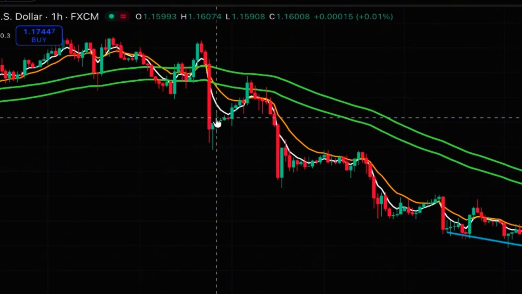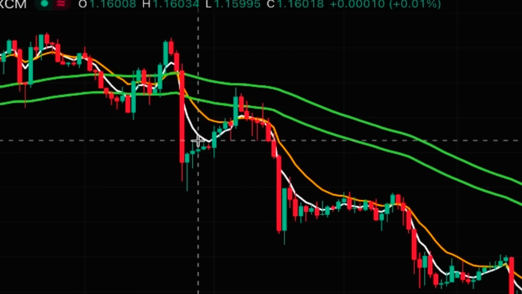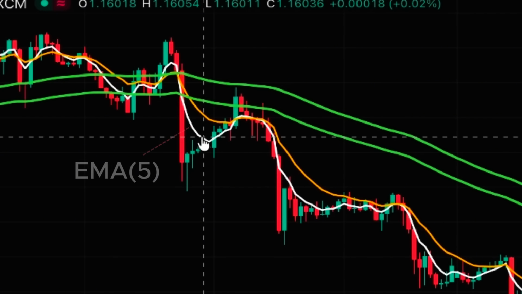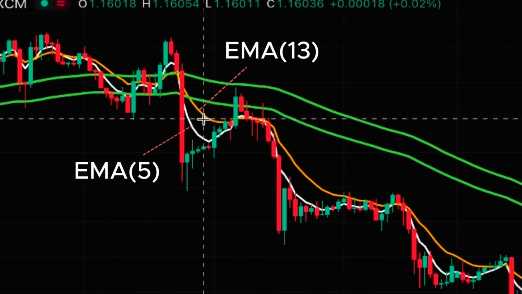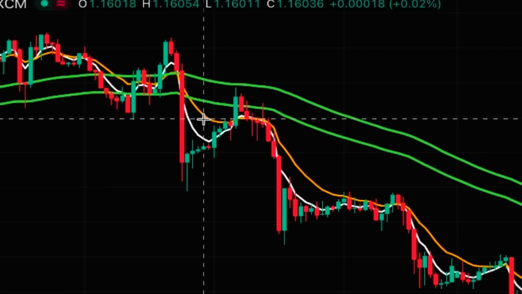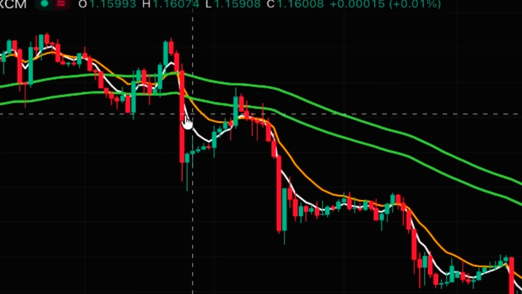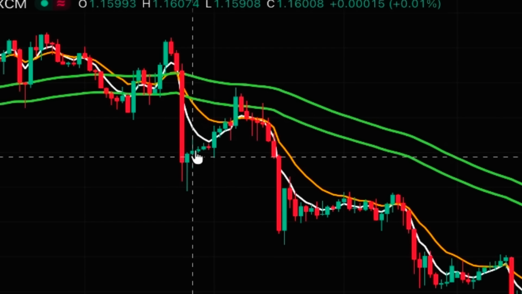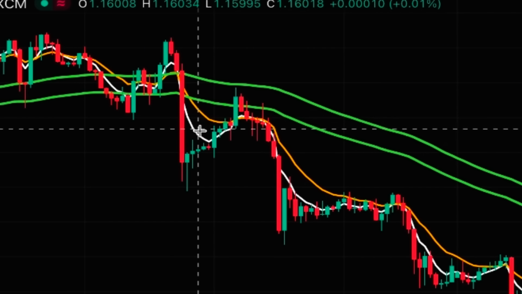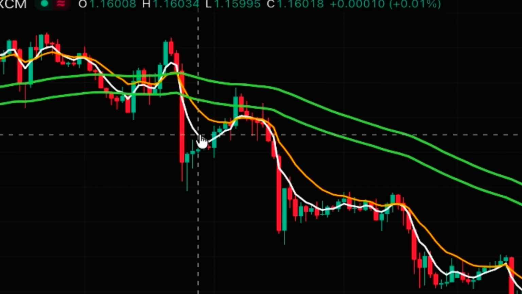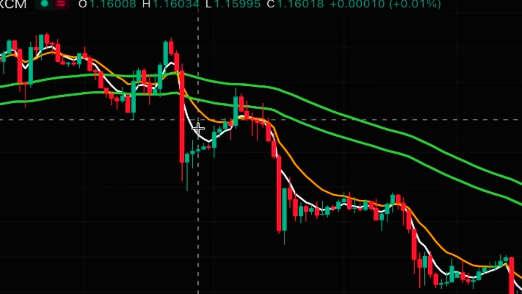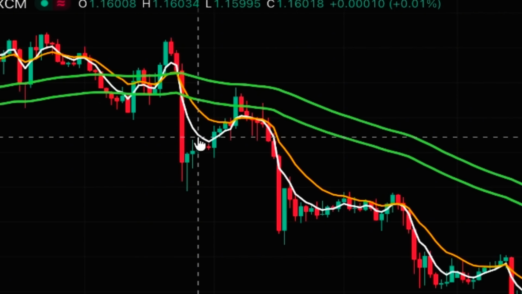In the next step, our focus is on the orange line and the white line. If you remember, the white line is an EMA with length of 5 and the orange line is an EMA with length of 13. So these 2 EMAs can help us with shorter term momentum changes in the market. After having the price below the green line, we want both of the orange line and white line also below the green line, and the white line should be below the orange line. This shows that the short-term momentum is also down at this time.